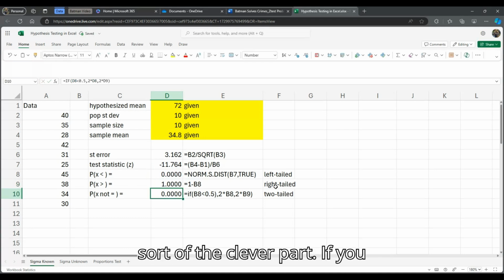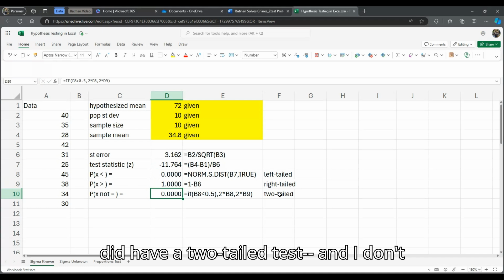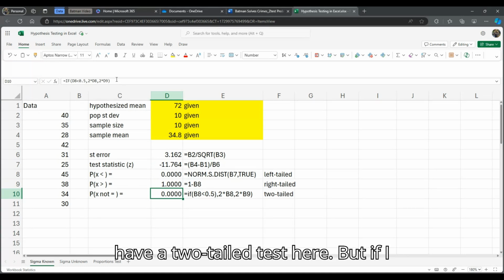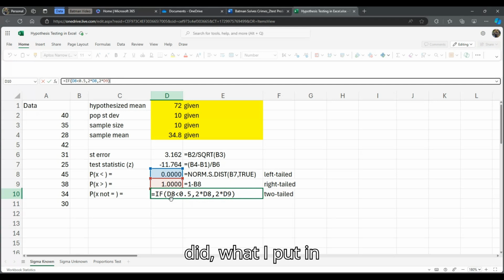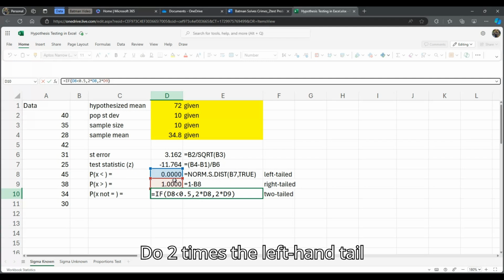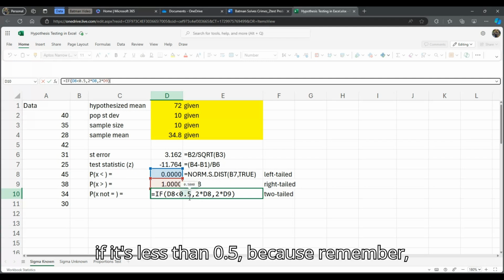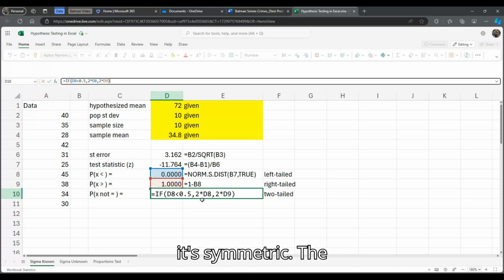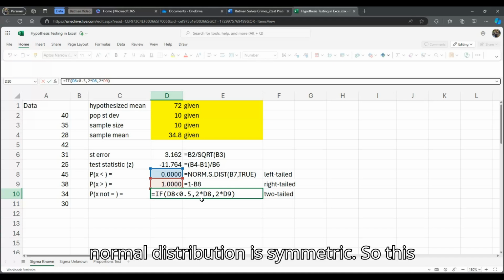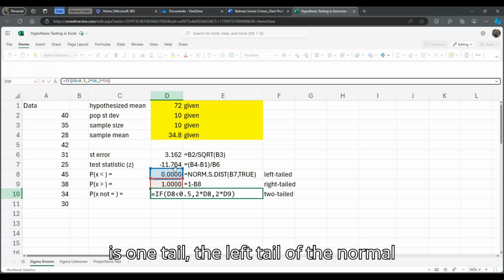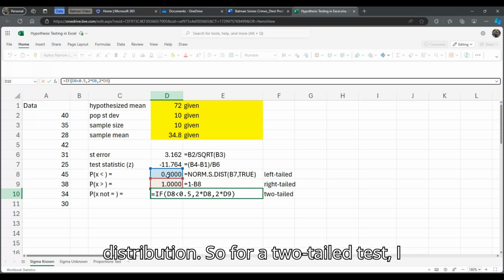Now here is sort of the clever part. If you did have a two-tailed test, and I don't have a two-tailed test here, but if I did, what I put in was if D8, if my less than is less than 0.5, then do 2 times that D8, right? Do 2 times the left-hand tail. If it's less than 0.5, because remember, it's symmetric, right? The normal distribution is symmetric. So this is one tail, the left tail of the normal distribution.